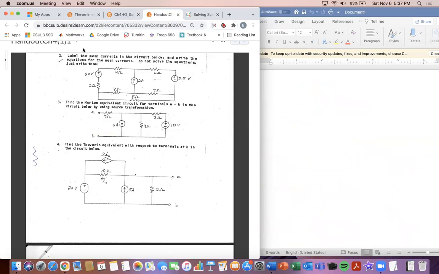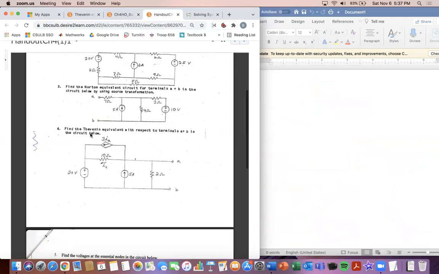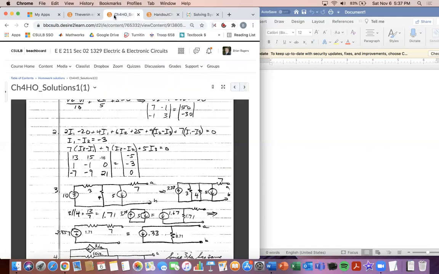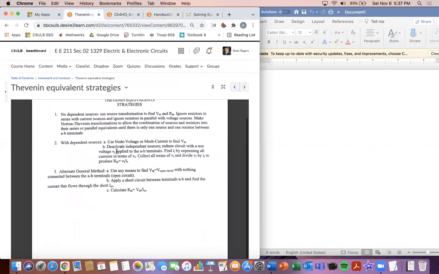Okay, now that we did that, we're going to have to go to number 4, which is find the Thevenin equivalent with respect to terminals A and B in the circuit below. And so we are like, oh, is there any dependent sources? Yes, there is one, so you cannot do source transformation. Looking at the next step with dependent sources, you have to use node voltage or mesh current to find V Thevenin. And then you're going to deactivate the independent sources and redraw the circuit with a test voltage applied to those 2 terminals. And so let's use the node voltage method and let's try to find V Thevenin.